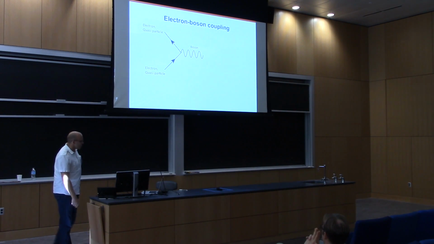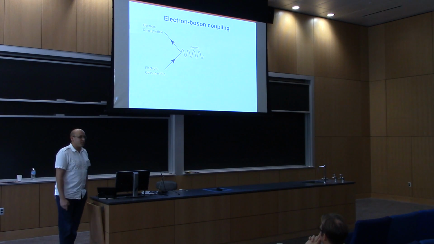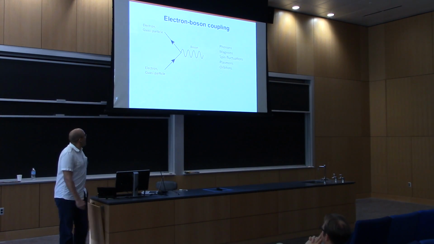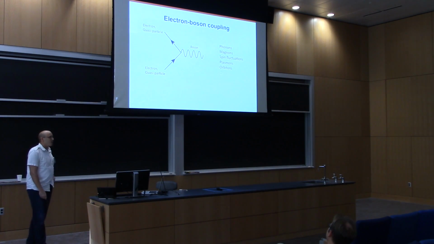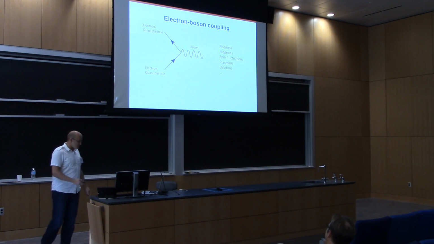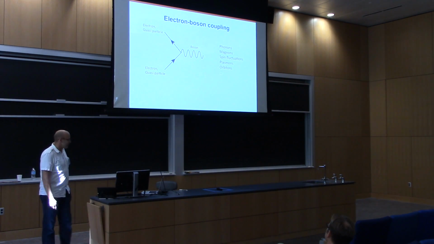Okay, electron-boson coupling. Quite generically, it looks like this. Because I'm a theorist, that's what they all look like. And this thing leads to all sorts of interesting physics. Right? In our correlated condensed matter systems, we have phonons, we have magnons, spinons, orbitons, any kind of ons that you like.